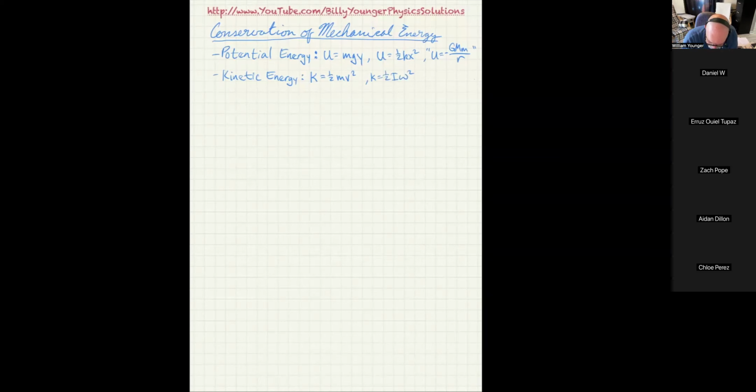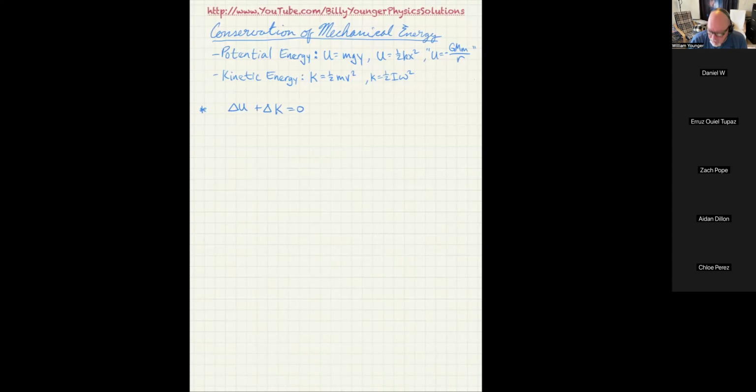So conservation of energy is often represented as delta U plus delta K. Actually, I should use an uppercase K there. Delta U plus delta K is equal to zero. So that's one version of conservation of energy, and that's the one that your book tends to use most often.